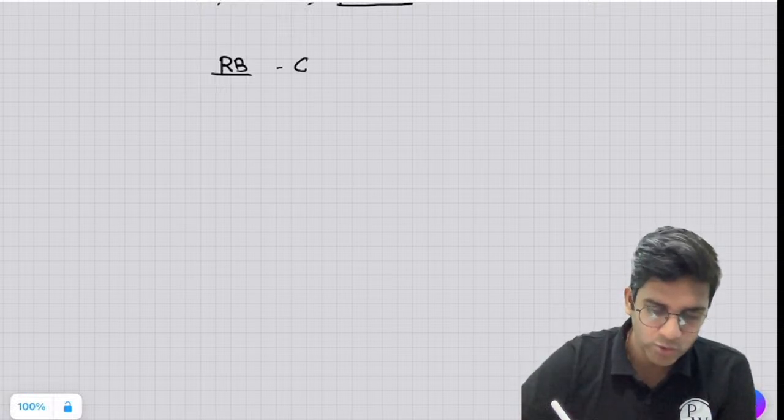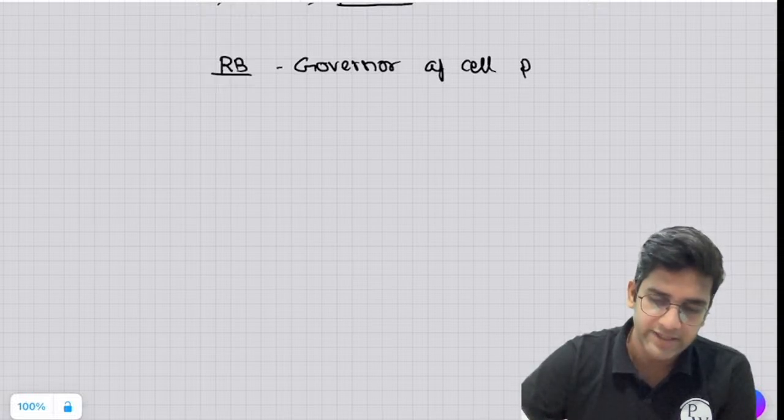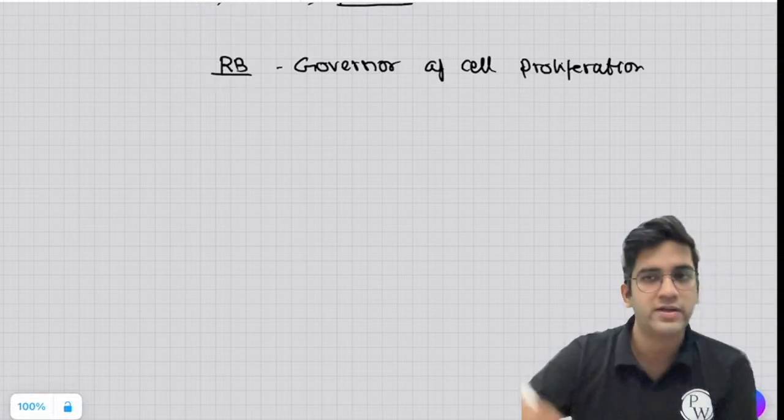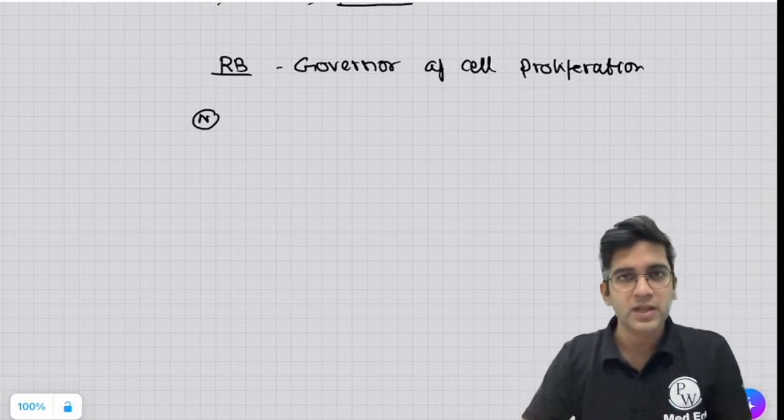So retinoblastoma is also dubbed the governor of cell proliferation or cell division. They govern the entire cell proliferation. That's what retinoblastoma primarily does. Let's see what the normal function of retinoblastoma is.